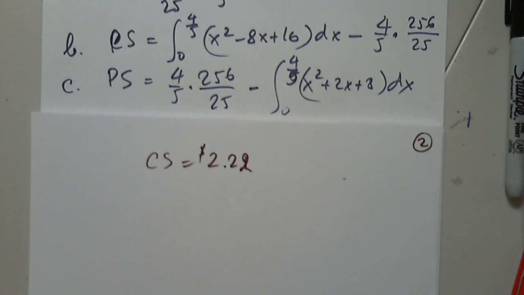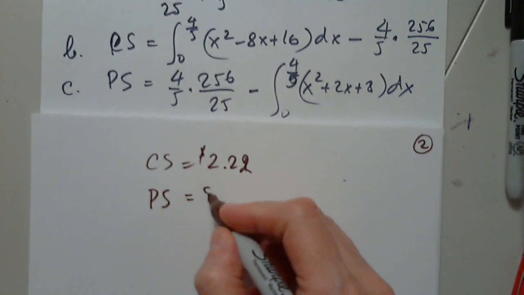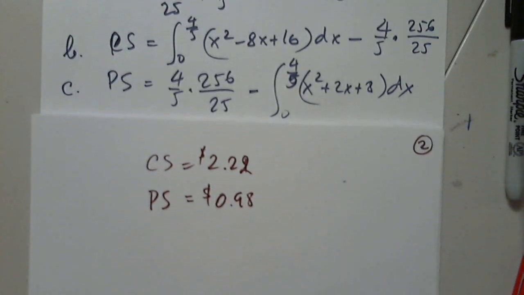from the other function, which is x squared plus 2x plus 8, dx. So 98 cents. So producer surplus, 98 cents.